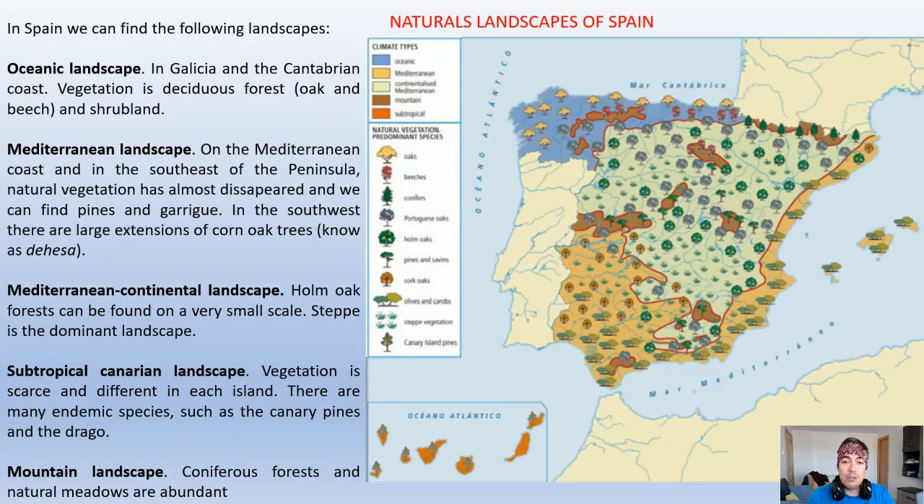Then we have to take a look at the natural landscapes of Spain. We have the following ones. We have the oceanic landscape in this region in blue, Galicia, and the coast next to the Cantabrian Sea. The vegetation is usually deciduous forest and shrubland.